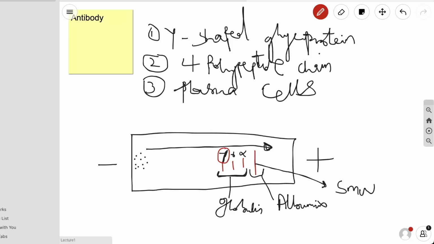So you say that these plasma proteins, when they tend to move, are so heavy and they move slowly. And the smaller ones tend to move faster. They have the small molecular weight.